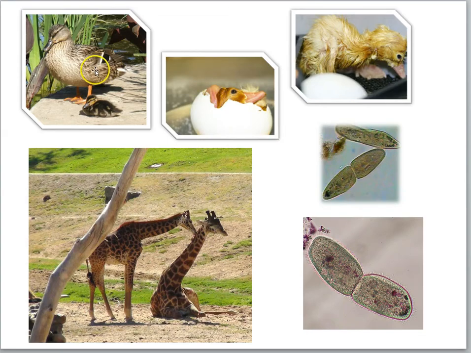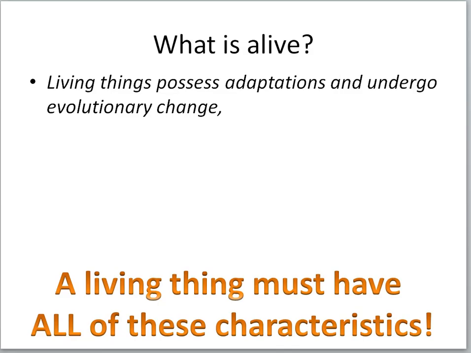Of course, animals reproduce. We've got mama duck and baby duck, and we've got a chick hatching from an egg. This is the mother giraffe, and the offspring here is standing next to the mother. Single-celled organisms also reproduce. This is that paramecium, single-celled creature going through the process of cell division. That's its form of reproduction.